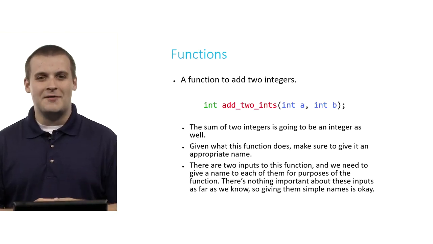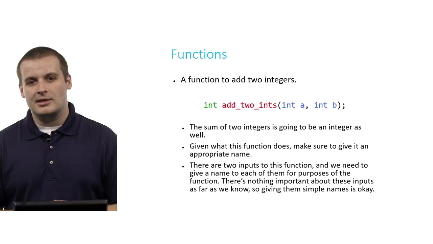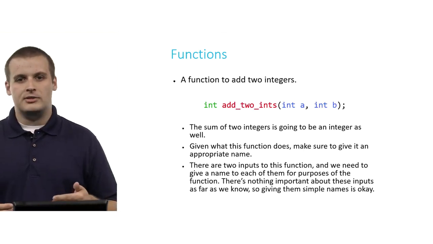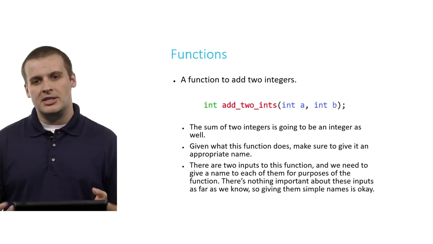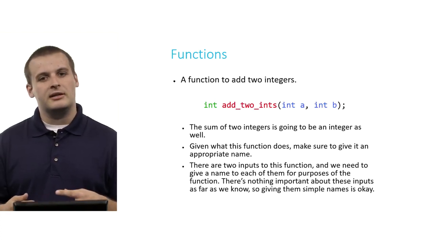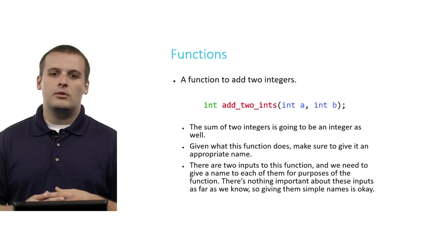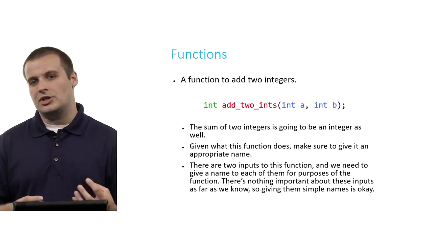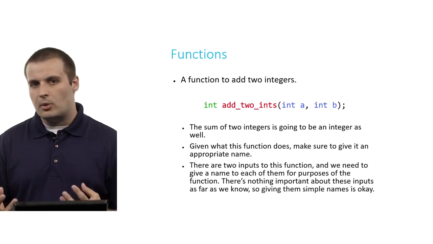But let's just say, for the sake of argument, that this function is useful, and so we'll call it add two ints. Lastly, this function takes two inputs, each of which is an integer. So we have this comma-separated list of inputs. Now, we generally want to give a name to each of them so that they can be used within the function.